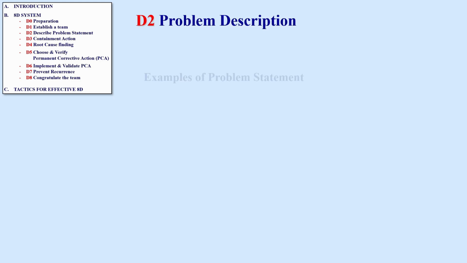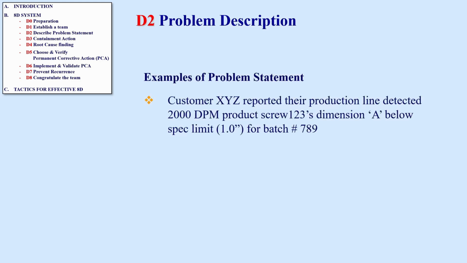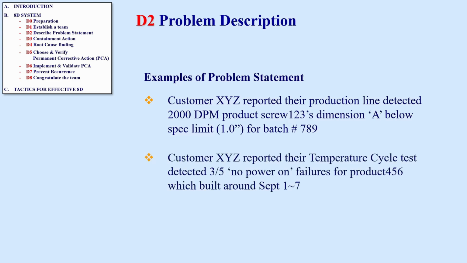These are examples of write-ups for problem statements. Customer XYZ reported their production line detected 2000 dpm, dimension A, of product screw 123S, below the spec limit of 1.0 inch, for batch number 789. Second example, customer XYZ reported their temperature cycle test detected 3 out of 5 units with no power on failures, for product 456, which was built around September 1 to 7.